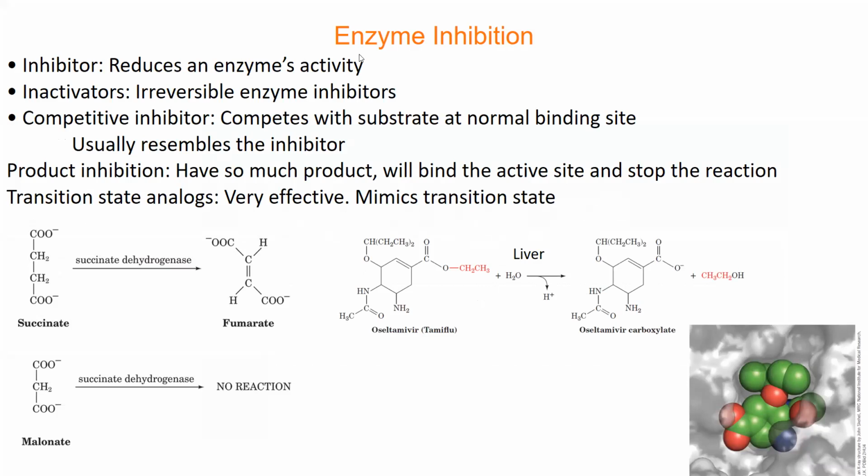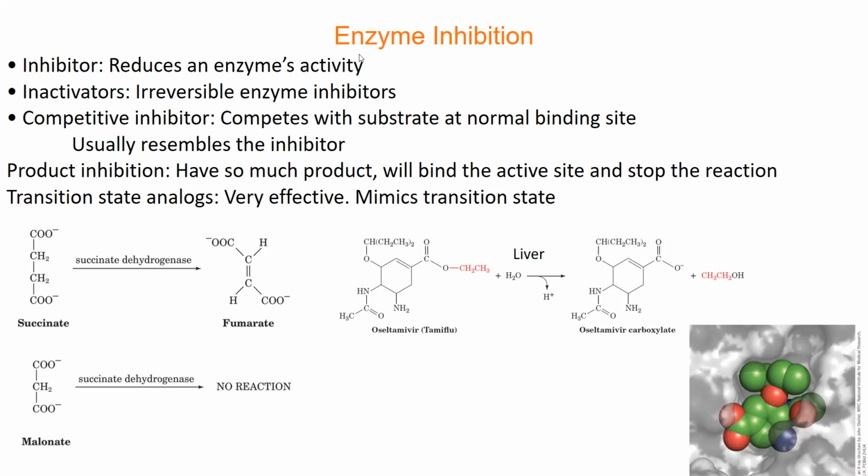First, inhibitor. An inhibitor is something that reduces an enzyme's activity. It slows it down, basically. An inactivator kills an enzyme, right? It makes it so the enzyme can never work again. So not all inhibitors are inactivators, though. And you have different types of inhibitors, and we classify them based on where they work.